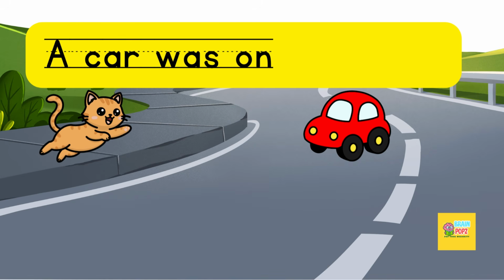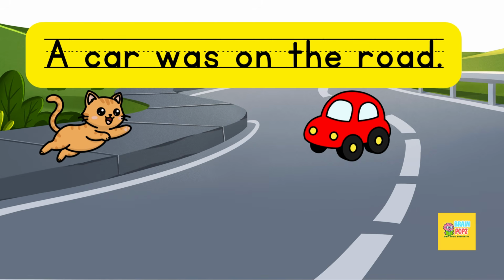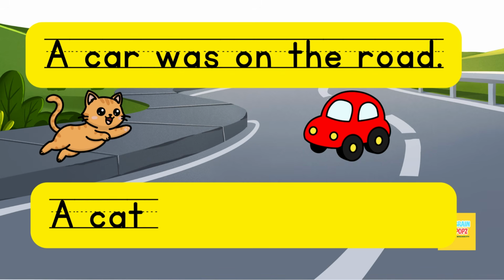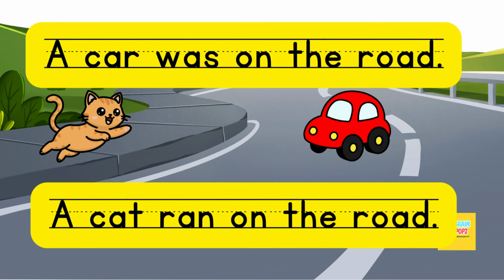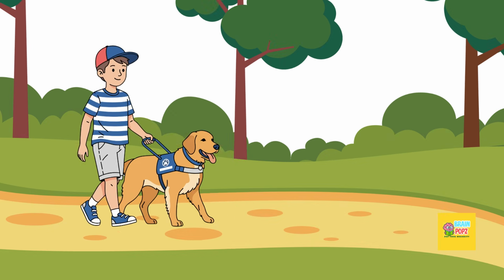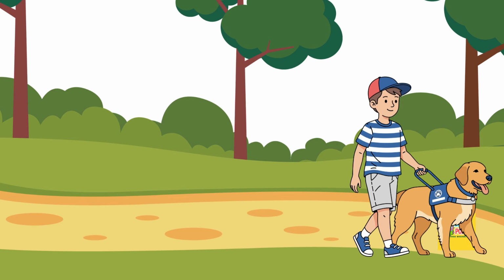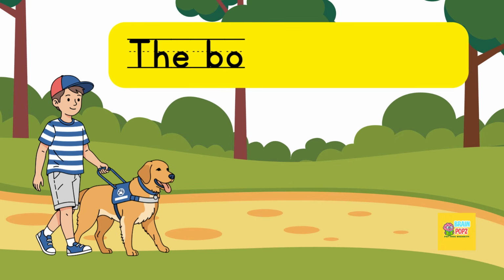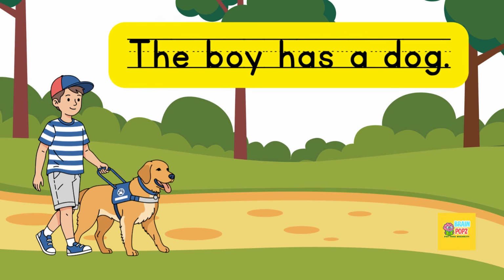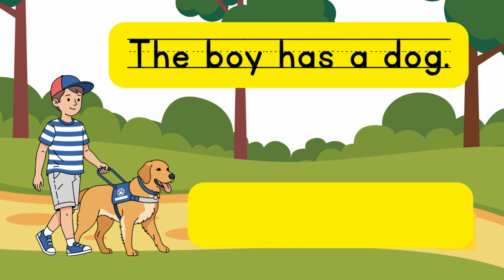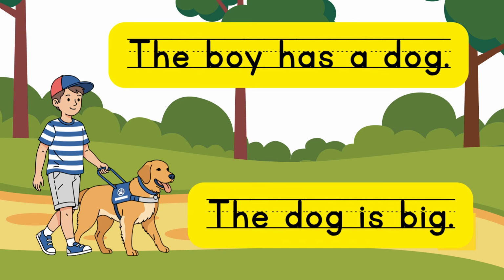A car was on the road. A cat ran on the road. The boy has a dog. The dog is big.